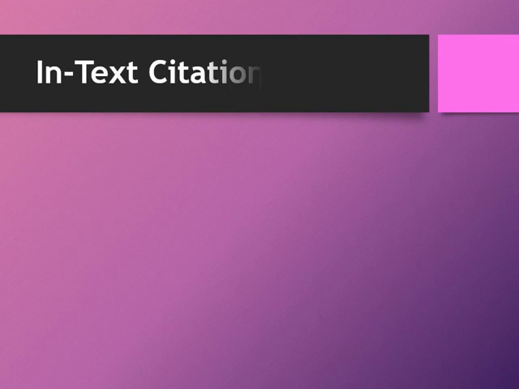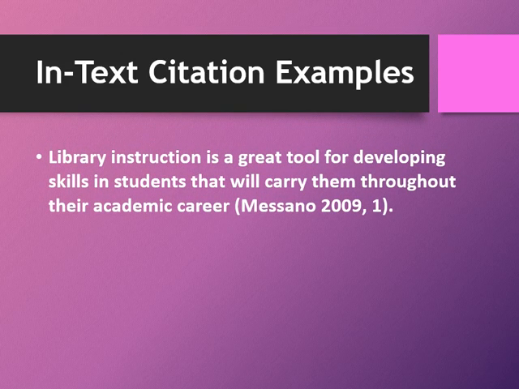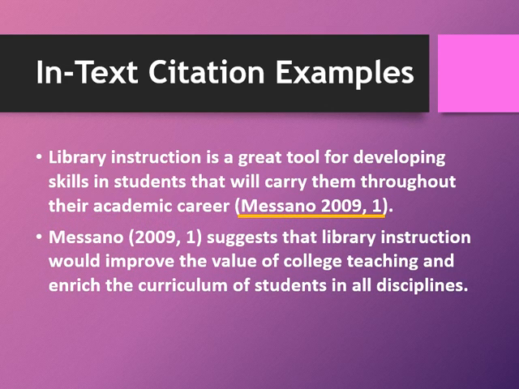The usual format is to include the author's last name and the publication date for the source, followed by the page number, if the source includes page numbers. Look at the first example. Note that the period goes outside the parentheses. If you mention the author in the sentence, you only need to include the publication year and page number in parentheses, as you'll see in the second example.